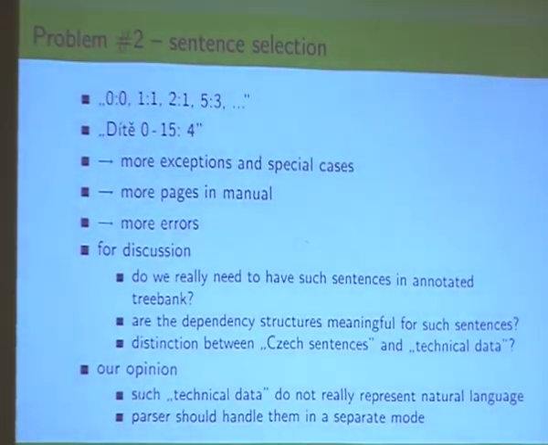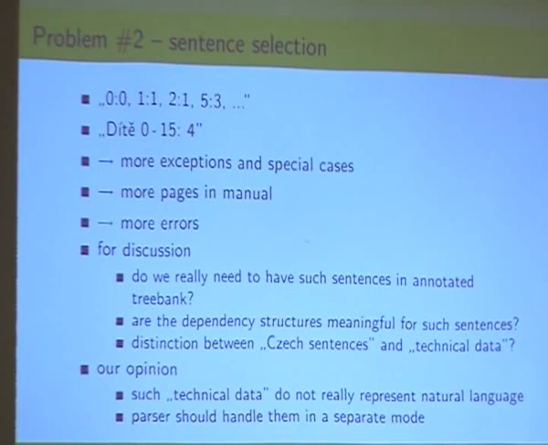The second example is some, I don't know, celery in the table or something like that. Both of these two are debatable if they can be considered as Czech sentences.